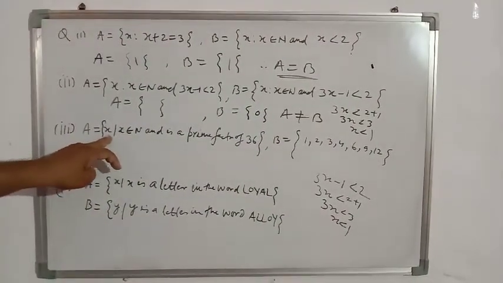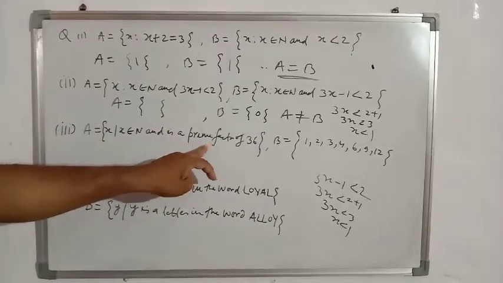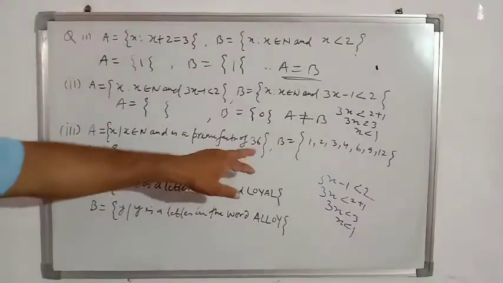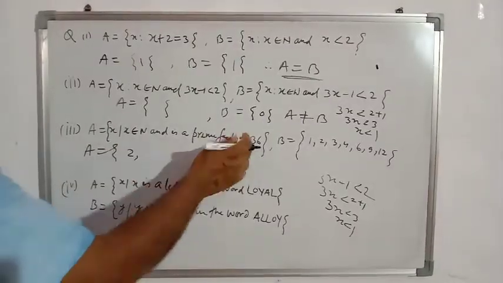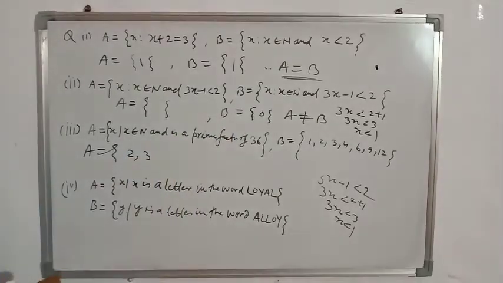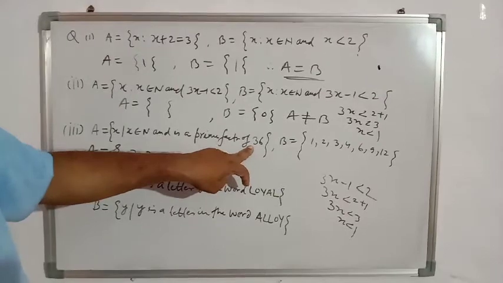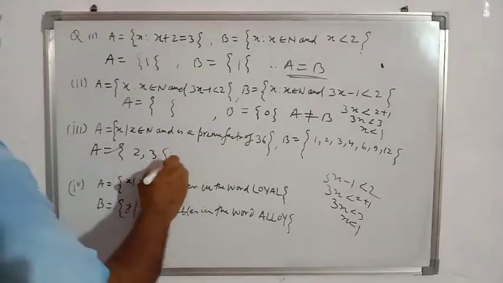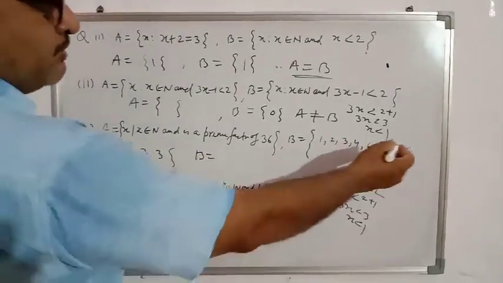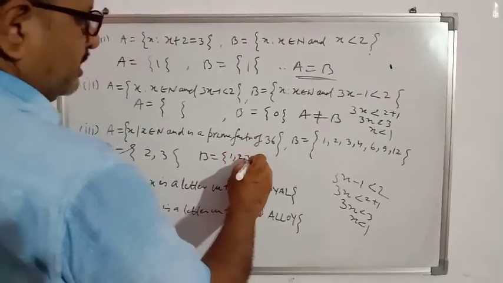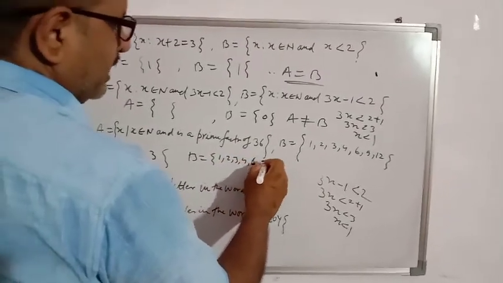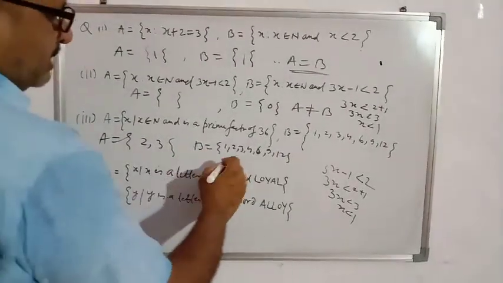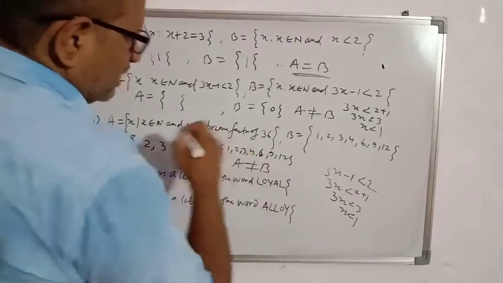Third one: x such that x belongs to the natural numbers and x is a prime factor of 36. So write the prime factors of 36. What are the prime factors? 2 is a prime factor of 36. 3 is a prime factor of 36. 4 is also a factor but it is not prime. 6 is also a factor, not prime. 9 is also a factor but it is not prime. So only 2, 3. And what is B? B is 1, 2, 3, 4, 6, 9, 12. So A contains only 2 elements, 2, 3. B contains more elements. A and B are not equal.